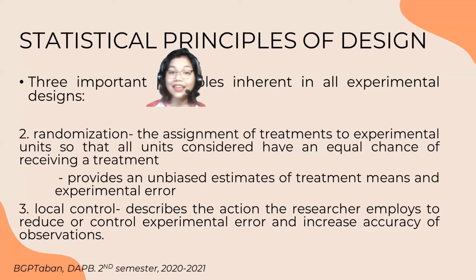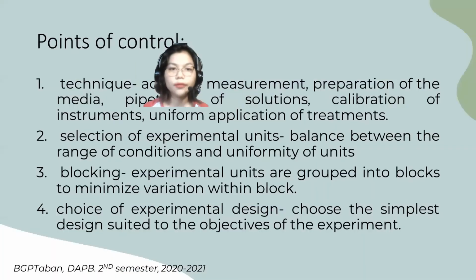And lastly, the local control. It describes the action the researcher employs to reduce or control experimental error and, of course, increase the accuracy of the observation. Again, let me ask you, what are the three important principles inherent in all experimental designs? First, we have replication. There's a need for us to replicate, to do randomization, and to have local control.